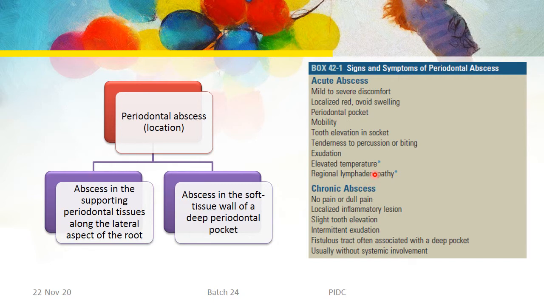So these are more of the systemic signs which are shown. Whereas in chronic abscess, there would be no pain or a dull pain, and there would be a localized inflammatory lesion. There would be slight tooth elevation and intermittent exudation. A fistulous tract, often associated with a deep pocket, could be present. It is usually without any systemic involvement.